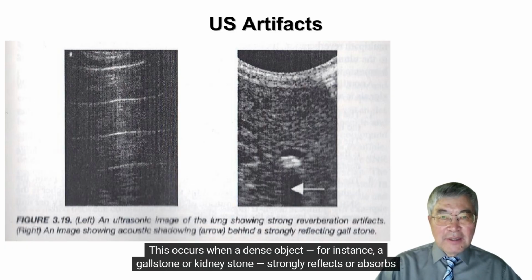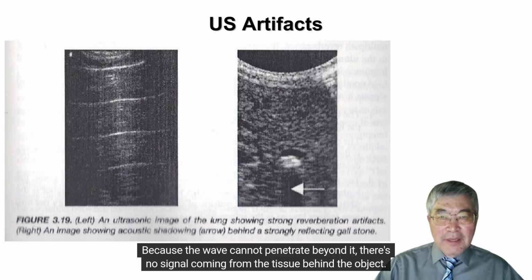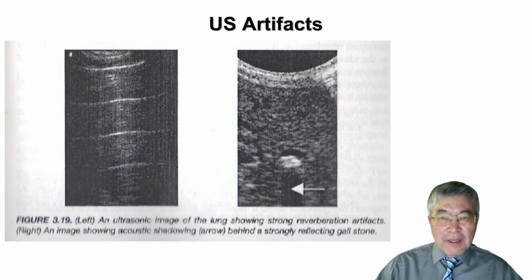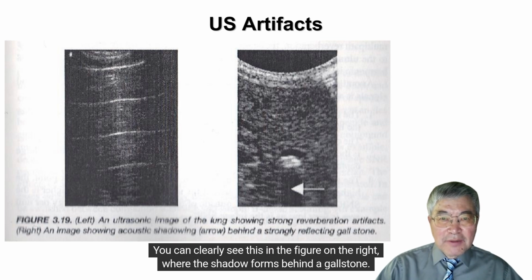Another important artifact is acoustic shadowing. This occurs when a dense object, for instance a gallstone or kidney stone, strongly reflects or absorbs the ultrasound energy. Because the wave cannot penetrate beyond it, there's no signal coming from the tissue behind the object. On the image, this appears as a dark region, or shadow, extending below the bright reflective surface. You can clearly see this in the figure on the right, where the shadow forms behind a gallstone.